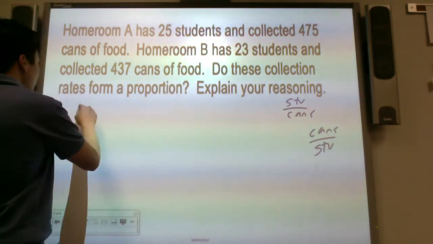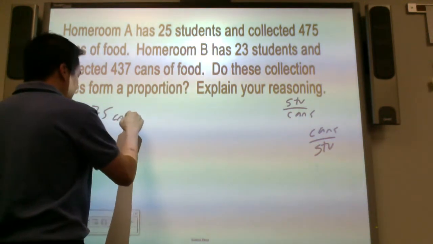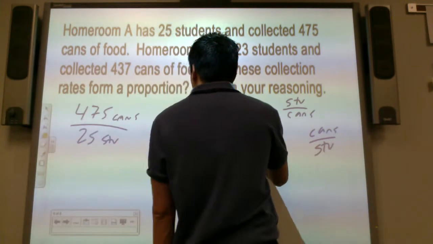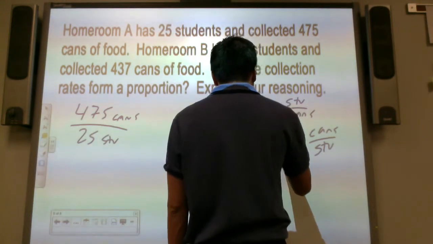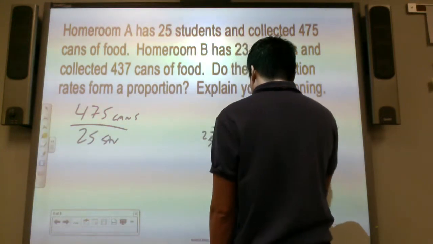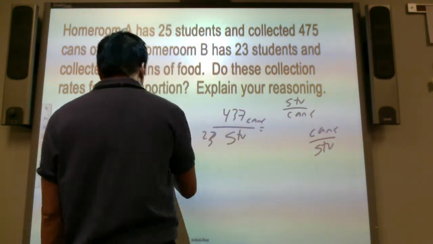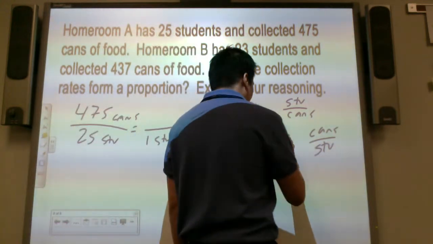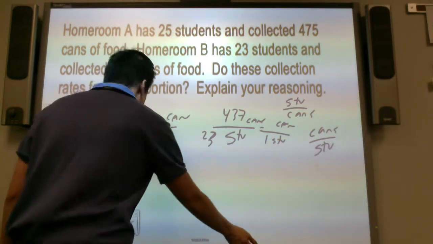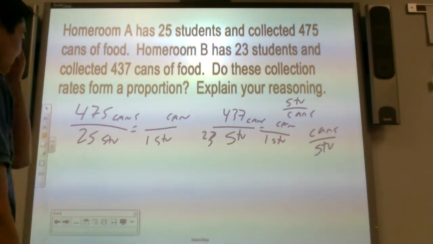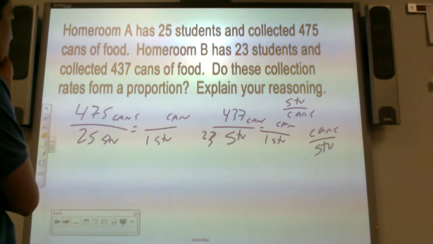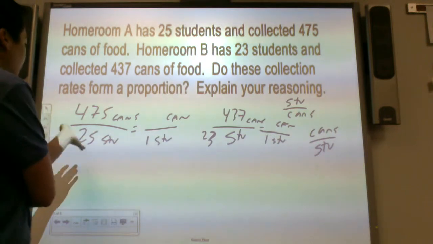So we collected 475 cans for 25 students. In the other example, you collect 437 cans for how many students? 23 students. I would like to break it down to per student. I would like to find a unit rate per student. Make sure you label it. So, anybody want to make a prediction? Let's make a prediction. I don't really know. Let's see.